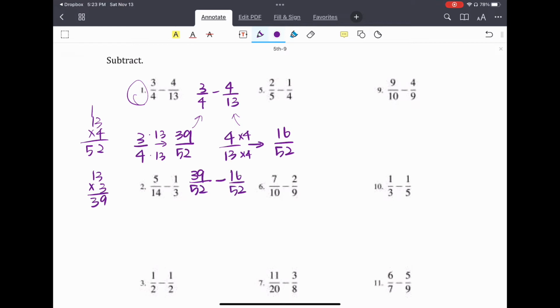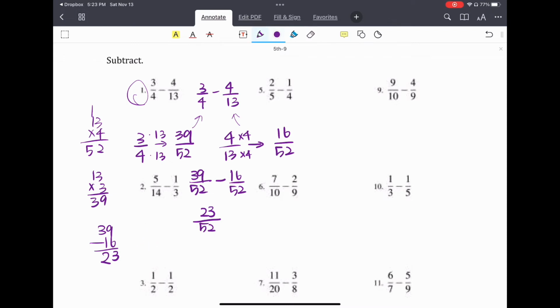From here, now that we have a common denominator, our final answer will have a denominator of 52, and we'll do 39 minus 16. 9 minus 6 is 3, 3 minus 1 is 2. So it'll be 23 over 52. Now the thing is, 23 times 2 is, wait, no, that's it.